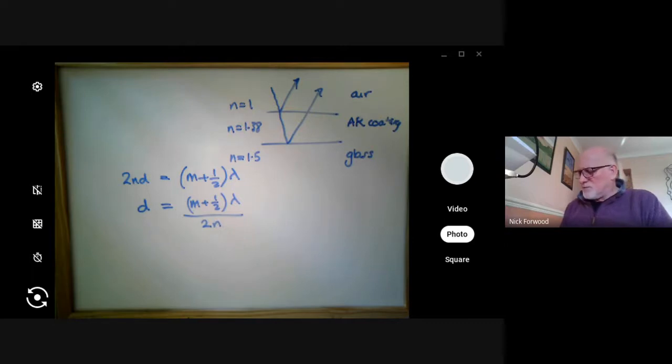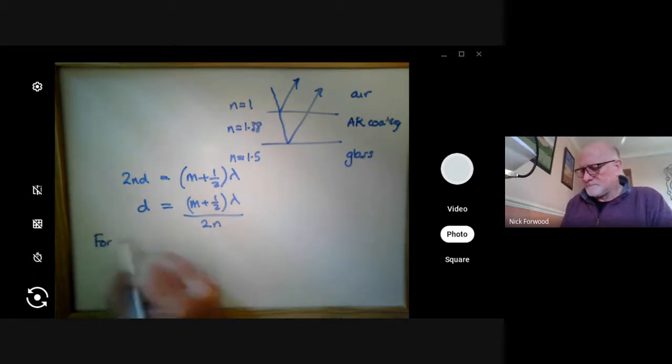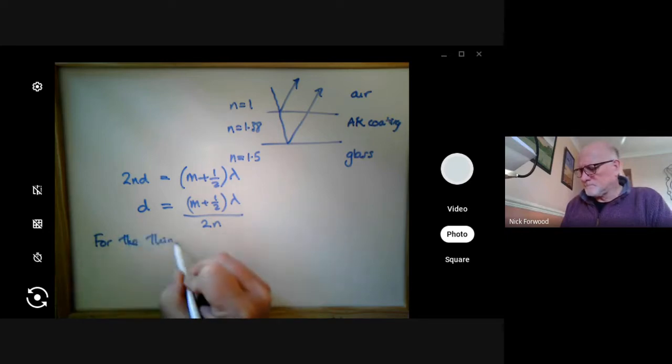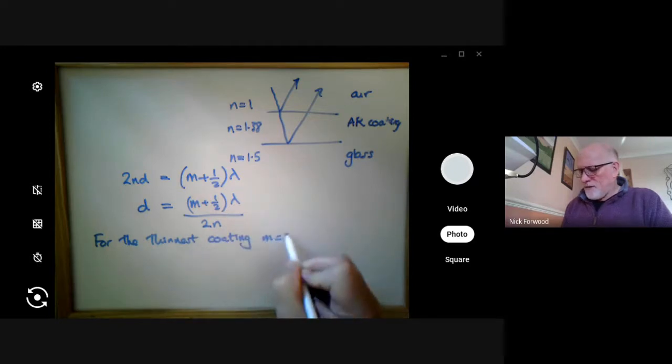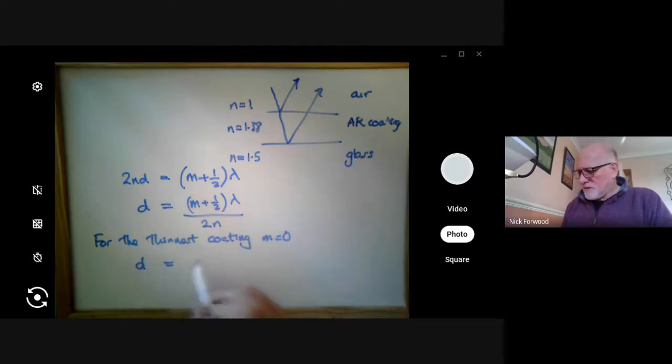Right, so what would be the thinnest coating we could have? Because you don't want to spend a lot of money putting a big thick coating on. You want the thinnest coating you can get away with. So once again, we need to look at our possible values of m. If we put m equal to 0, that's a positive part there, and it all works out very nicely. So we'll put m equals 0, and then our formula is d is lambda over 2, divided by 2n.